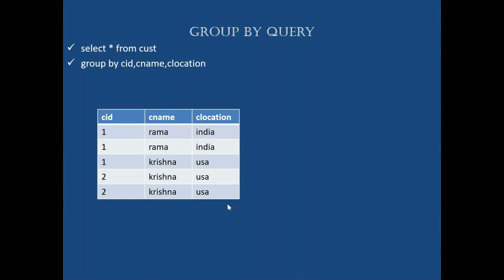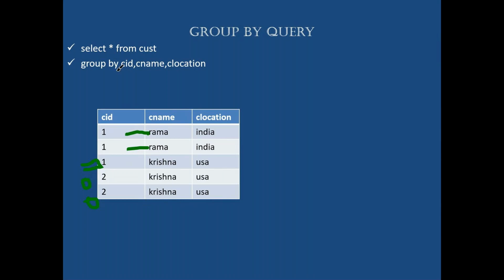Got it? Similarly here, if I give only group by CID, how many groups will come? Two groups. These three people with CID 111 are in one group, and these two people are in another group. Now if I add CID and C name also, how many groups will be created? Three groups, because these two people are one group, this person is one group, and this one, Krishna, is one group.